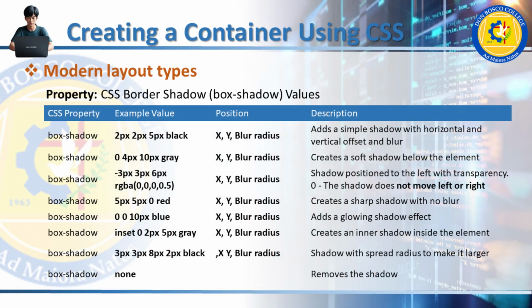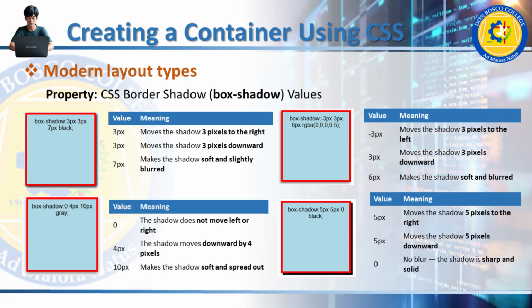Please observe carefully how the values work using the X and Y coordinates and the blur radius. For example, box-shadow: 2px 2px 5px black means that the shadow moves 2 pixels to the right, moves 2 pixels downward, and becomes soft and slightly blurred. Another example is box-shadow: 0 4px 10px gray, which means the shadow does not move left or right, moves downward by 4 pixels, and becomes softer and more spread out. Please pause the video and read the other example values of box shadow to better understand how borders and shadows work properly.